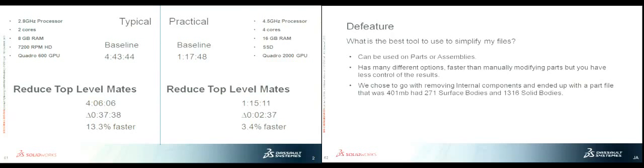All right, so the D-feature tool. Once again, we're talking about all the different tools that you can look at in here. D-feature can be used on parts or assemblies. It has many different options. It is faster than manually modifying the parts, but you have less control over the results. We chose to go with removing internal components on our cab assembly. Remember, we're doing a lot of these performance things on the cab assembly at the top level. We ended up with a part file that was about 400 meg, a couple hundred surface bodies, and 1,300 solid bodies from the D-feature tool.